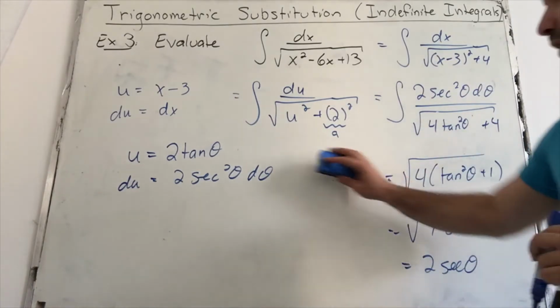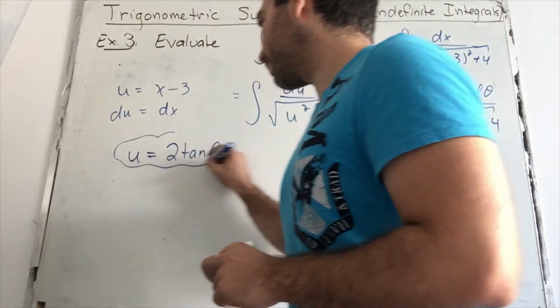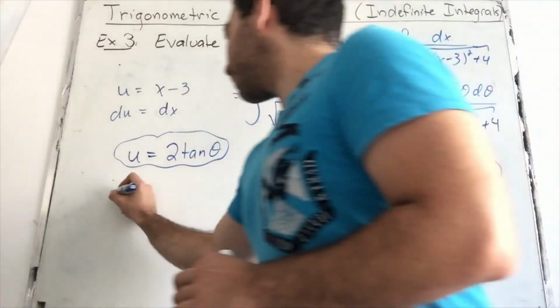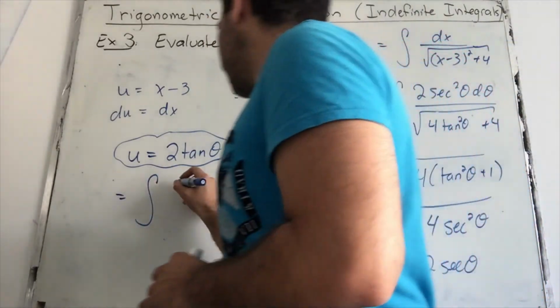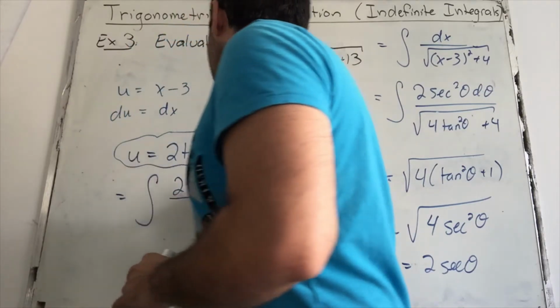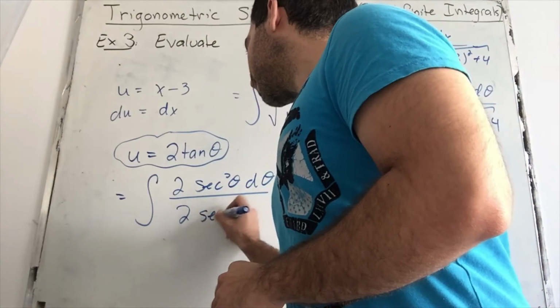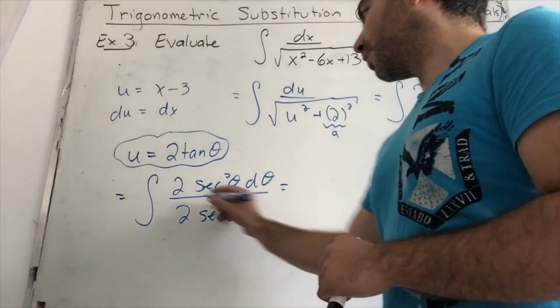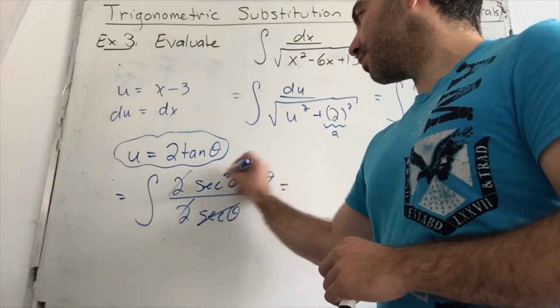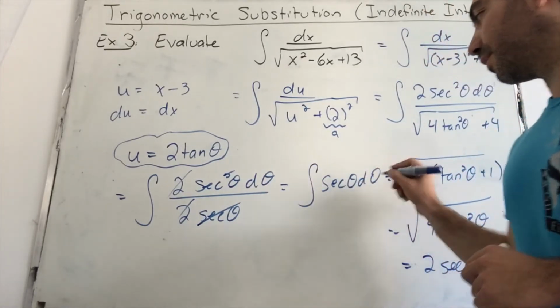So let me erase this piece. I'm going to keep our substitution. We're going to rewrite this as 2 secant squared theta on top, d theta, and on the bottom, the root turns into 2 secant theta. The 2's cancel, one of the secants cancels, leaving us with the integral of secant theta d theta.